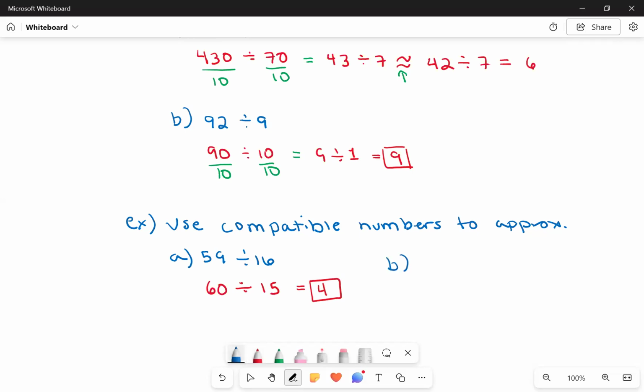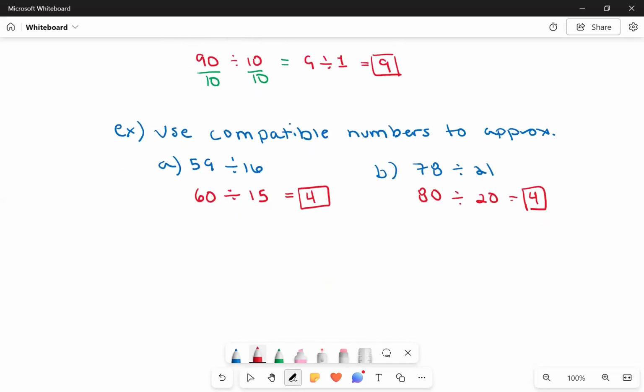All right, let's try another one. 78 divided by 21. Okay, so I'm trying to pick numbers that are a little bit nicer for me to work with. 78 is very close to 80. And if I'm having 80, I'd sure like to turn that into 20. That's very close. So that again gives me 4. That's just by chance that they both came out to 4. So that's how we could use compatible numbers to approximate. It kind of feels like you're just rounding, but you're rounding the numbers that you know divide. So you can round up or down a little bit just to make it work.